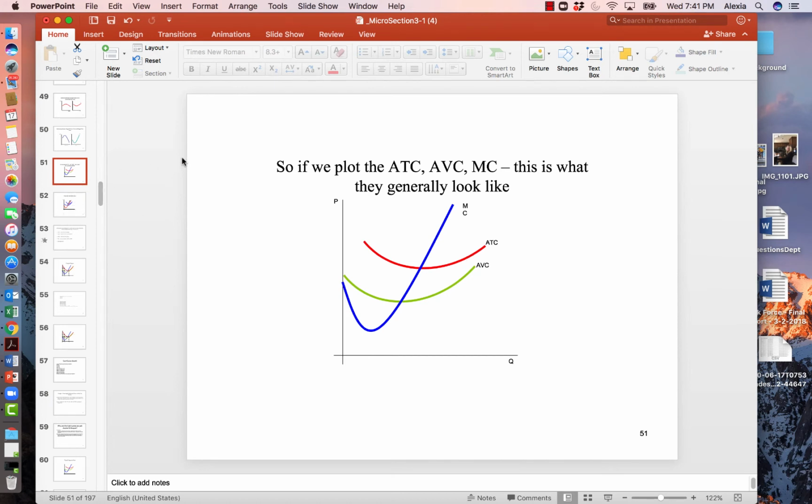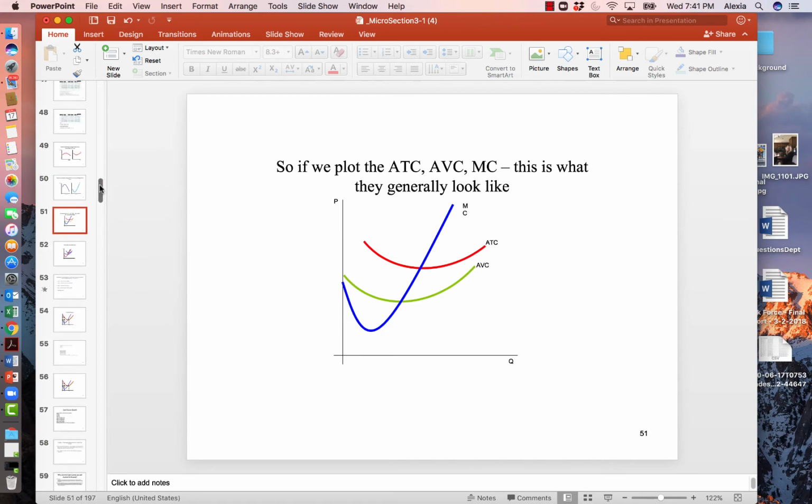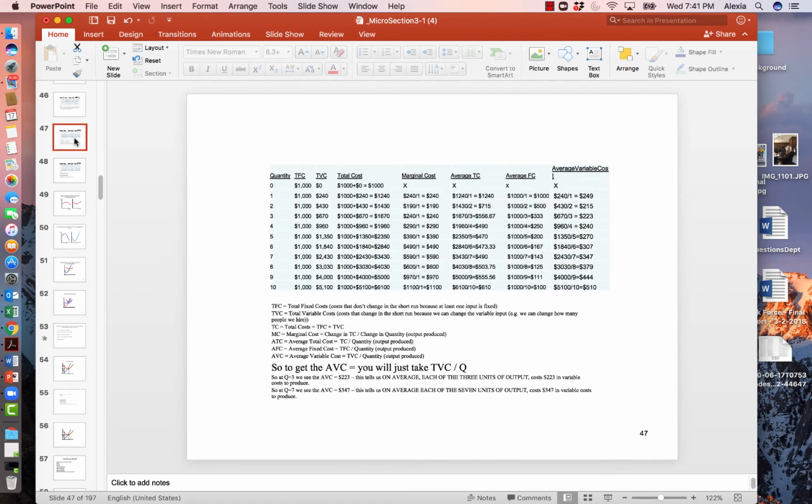If you revert back to the table, on slide 47, you'll see that's what's happening. Your average total goes down, down, down, hits a point, and then starts going back up. Your marginal goes down, then starts going back up. And average variable goes down, hits a point, and then starts tracking back up. The only one that keeps on going down is your average fixed cost.